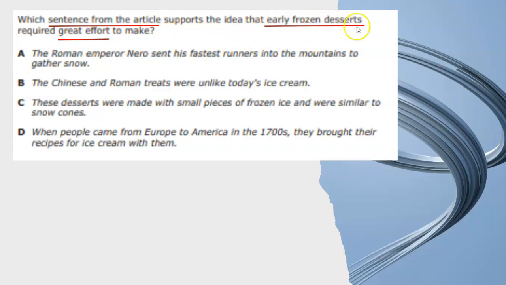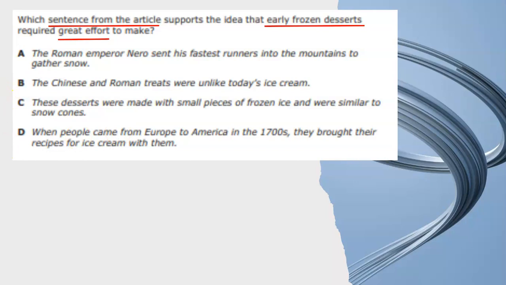supports the idea that early frozen desserts. That really jumps out at me, early, which probably tells me that it's going to be at the beginning of our article, since way back on Monday, we established that this article was a historical article. It was talking about the history of ice cream. Frozen desserts, which is the topic, required great effort. That really jumps out at me too, because I don't know too much about ice cream nowadays, but I think I read something about how ice cream used to be made hundreds of years ago. So now I've reread the question.